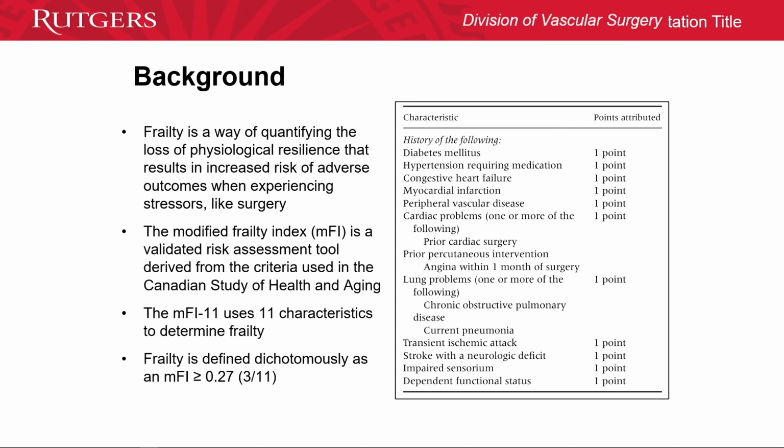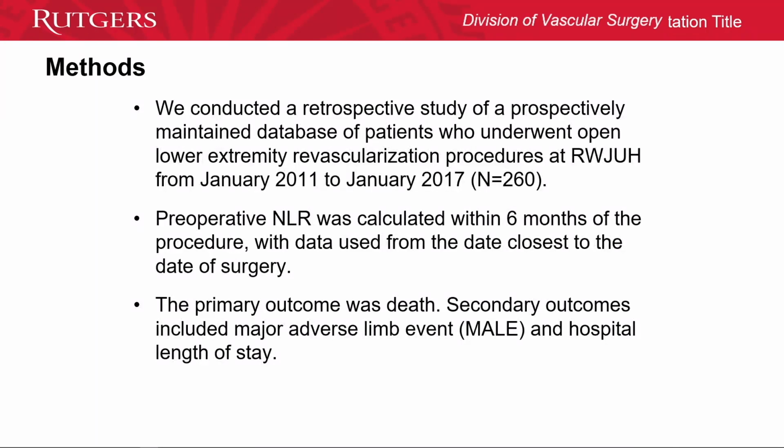And the Modified Frailty Index is a validated risk assessment tool derived from the criteria used in the Canadian Study of Health and Aging, so it's very fitting to be giving this talk here. And the MFI-11 uses 11 characteristics to determine frailty, where you're considered frail if you have 3 or more of those characteristics. So we conducted a retrospective study with 260 patients, and NLR was calculated within 6 months of the date of surgery, with the date closest to the surgery used if multiple data points were available. Our primary outcome was death, and secondary outcomes included major adverse limb event and hospital length of stay.